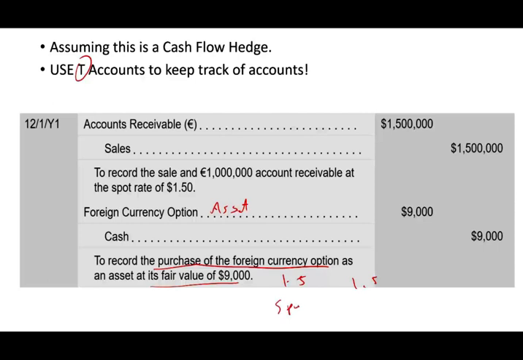$1.50, the spot as well as the strike. And you paid 9,000, it's worth 9,000. Okay, that's basically it. Now let's take a look at December 31st. Remember what happened December 31st? Now we're dealing with a rate of $1.51.